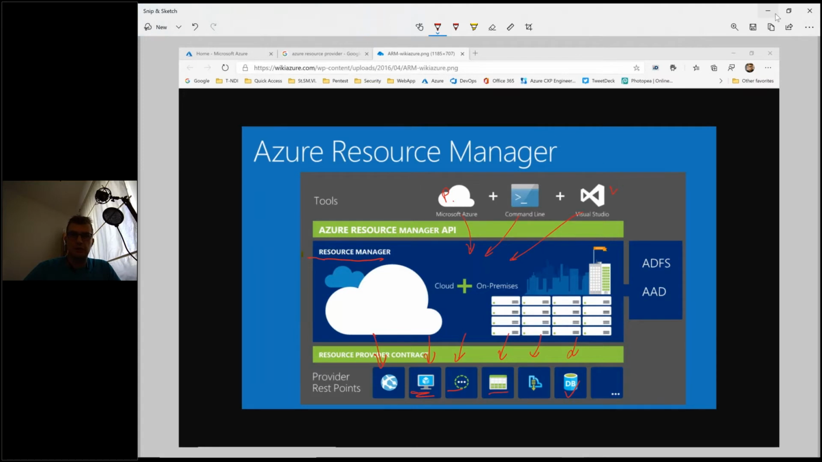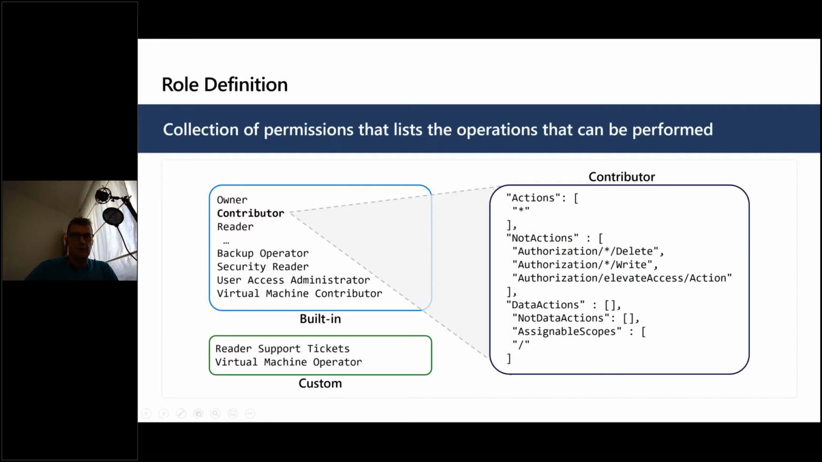So in this case, we need to have that in our role definition, which is actually a collection of permissions that lists the operations that can be performed on the resource provider. So, for example, delete, write, and so on are the commands that are defined here. Each role is a set of properties defined in the JSON file.